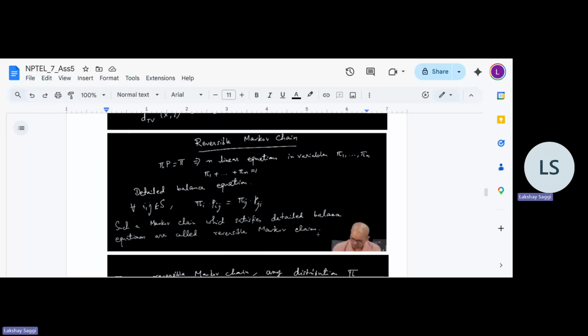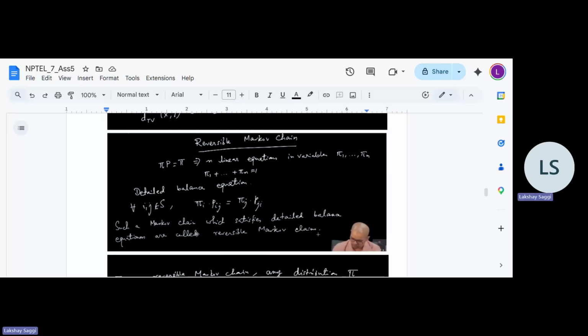Then there is this concept of reversible Markov chains. We know what a stationary distribution is. A stationary distribution of a Markov chain is a distribution pi such that pi P is equal to pi. Note that this equation gives us n linear equations in variables pi 1 till pi n, where the sum of pi 1 till pi n is equal to 1.